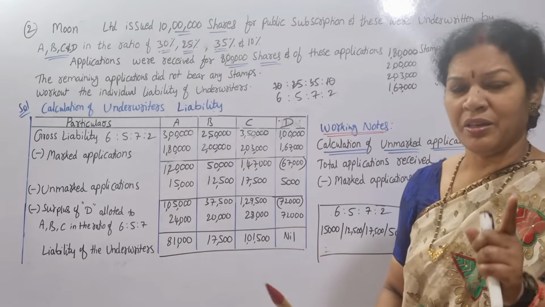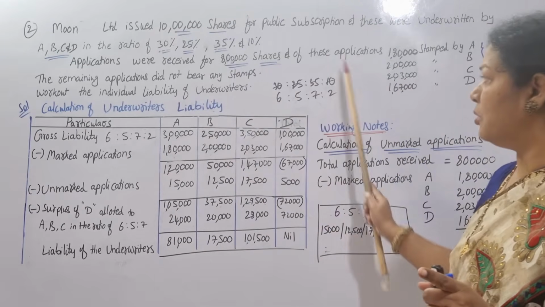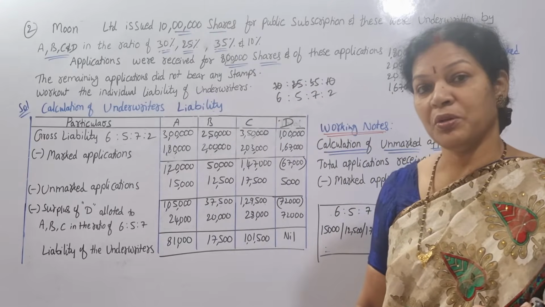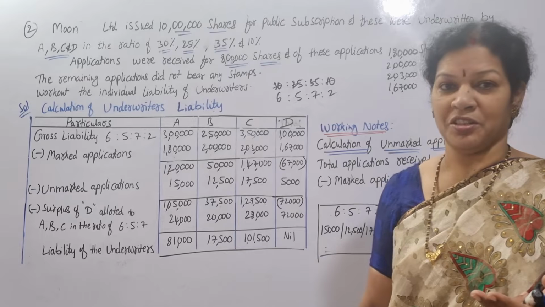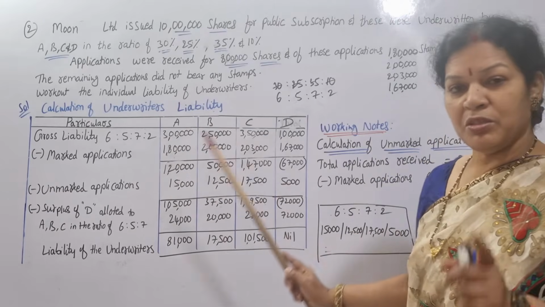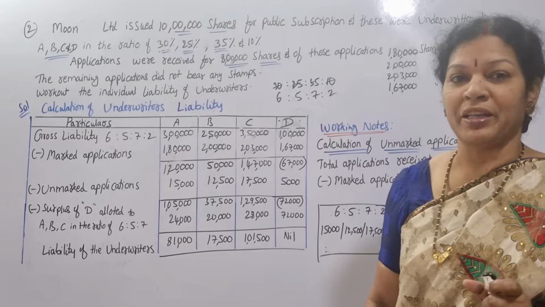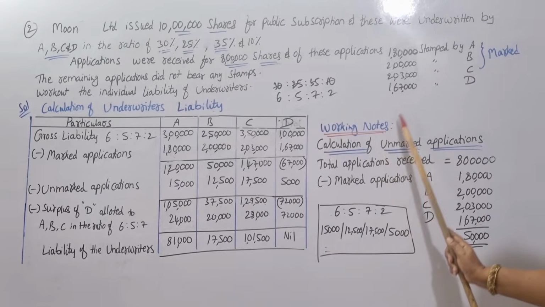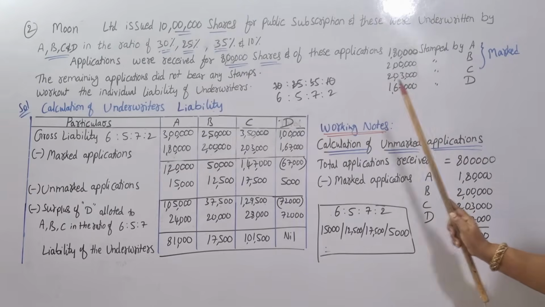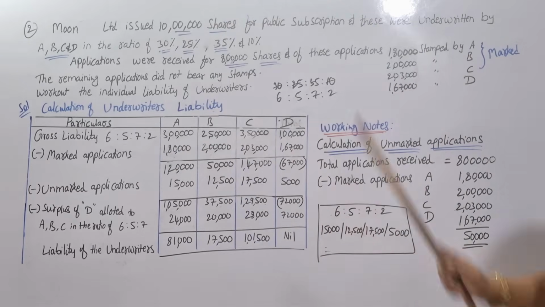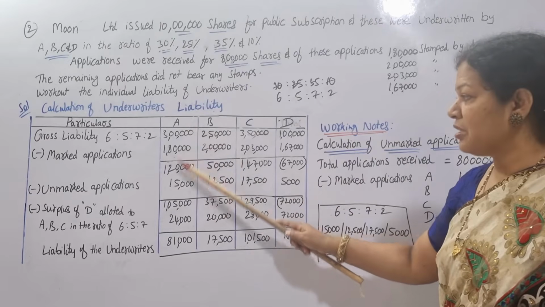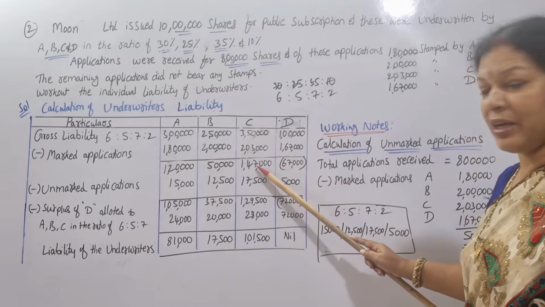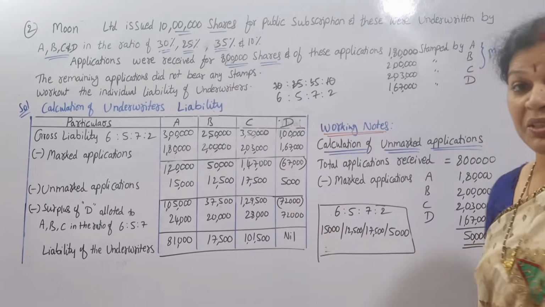First thing we have done is gross liability. This ratio is useful to calculate the unmarked applications. Out of this, first we have to deduct marked applications. Marked applications are clearly given, so we deduct them: 1 lakh 80, 2 lakh, 2 lakh 3, 1 lakh 67. If you deduct, you get 1 lakh 20,000 for A, B is 50,000, C is 1 lakh 47,000 and D is 67,000.